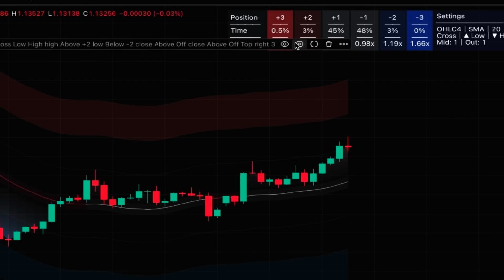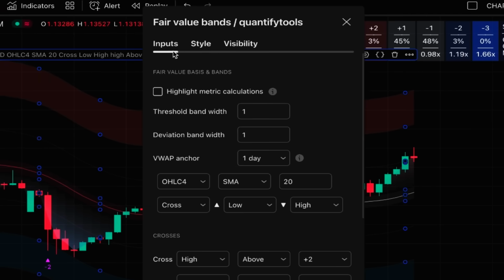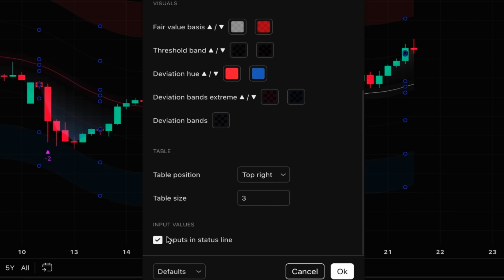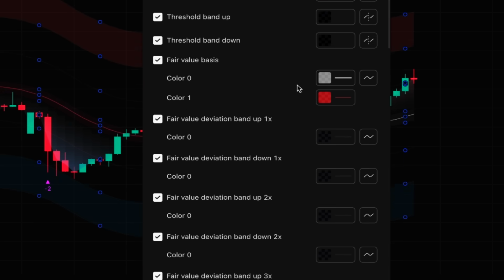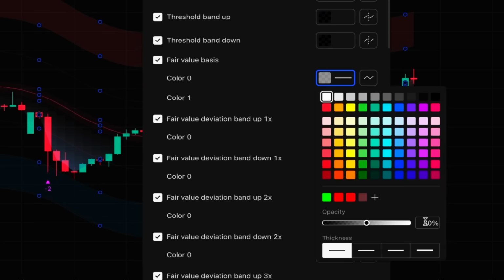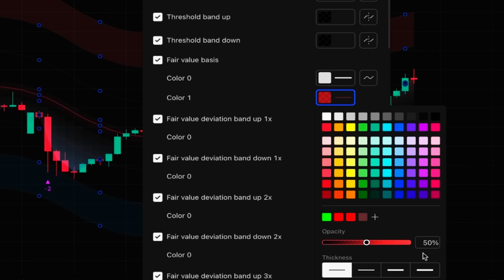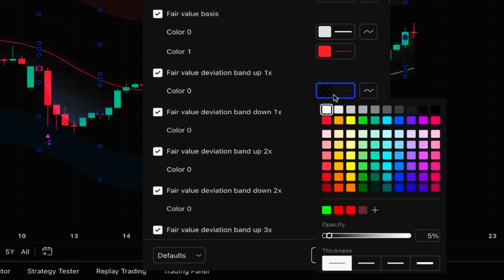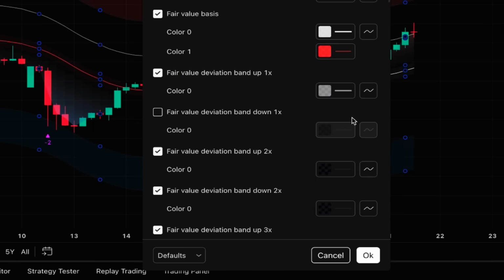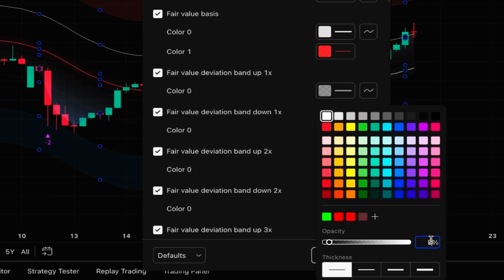First we go to the settings of the indicator and here in the inputs tab we scroll down and remove the inputs in the status line, and then we go to the style tab. For fair value basis, we increase the opacity to 80%. And we repeat this for the other color. For the red color, we increase the opacity to 80%. And then for fair value deviation 1x for the upper line, we increase the opacity to 50%. And we repeat this for the lower band, and similarly we set it at 50%.